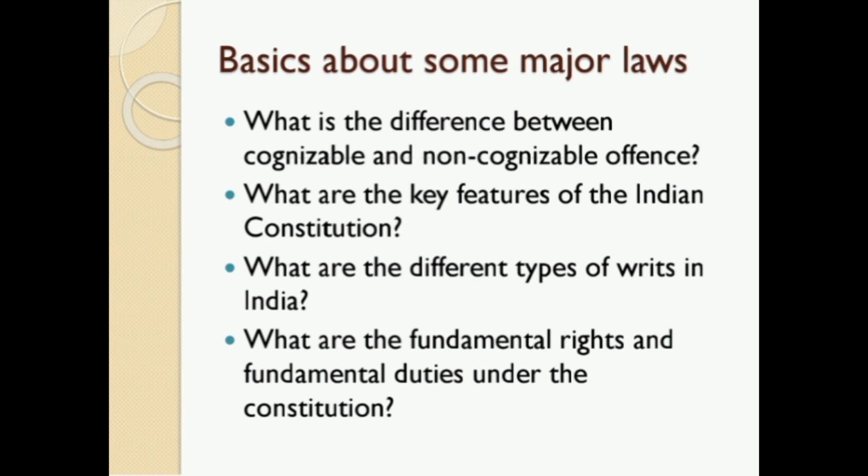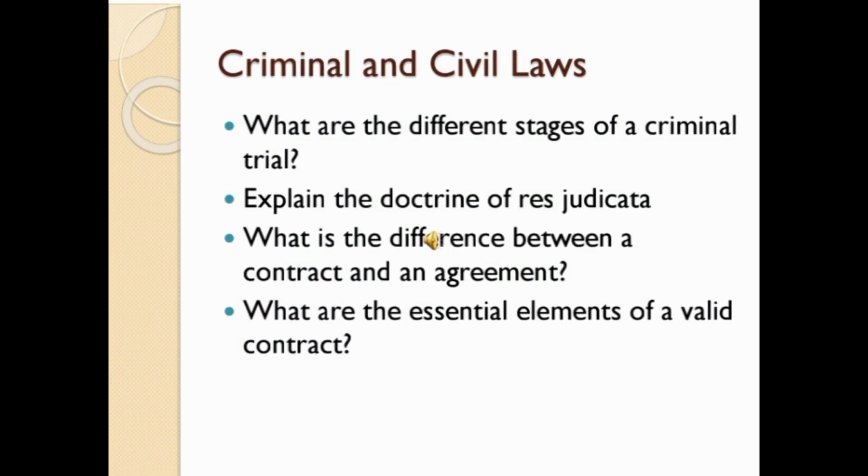It states that citizens must respect the Constitution, national symbols, and protect public property, among other responsibilities. So now we will move on to the next section, which is criminal and civil laws. Our first question is, what are the different stages of a criminal trial? In a criminal trial, first we file an FIR, then there is investigation and charge sheet, then third is trial and arguments, and fourth is judgment and sentencing.